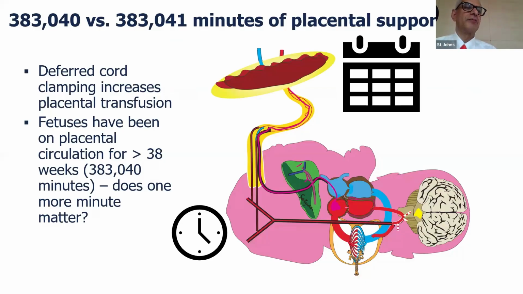And if you calculate the number of minutes in 38 weeks of pregnancy, it's 383,040 minutes. So I asked the OBs, what happens if the baby stays on the umbilical cord for 1 more minute attached to the placenta? There's not a big difference between 383,040 minutes versus 383,041 minutes. And you might as well leave the baby for 60 more seconds on the umbilical cord. And all the blood in the placenta is baby's blood. It's not maternal blood, it's baby's blood. And that blood needs to come over to the baby.